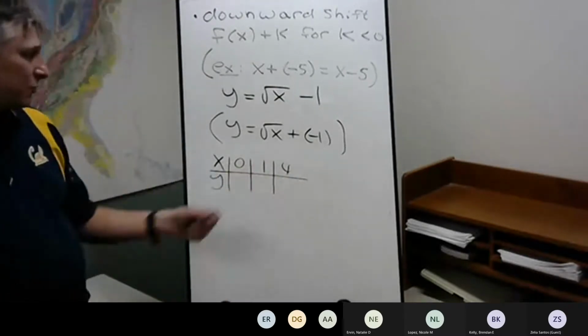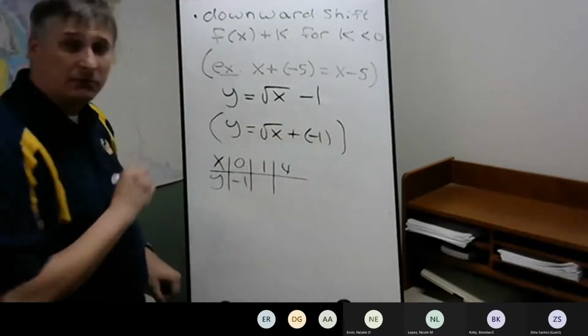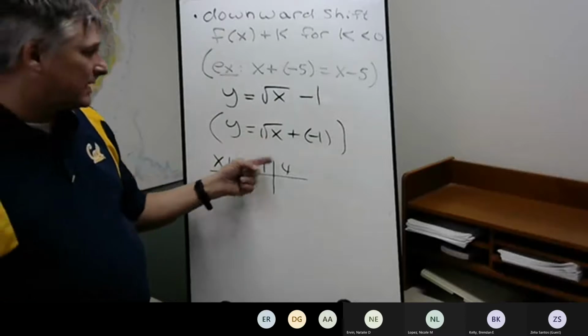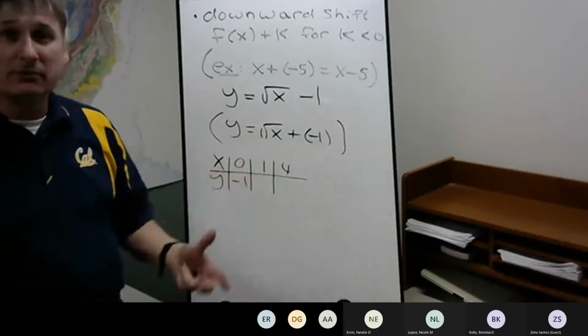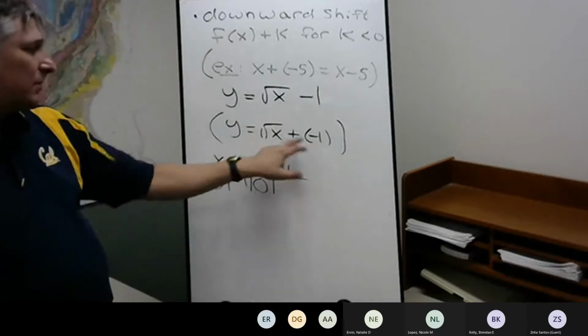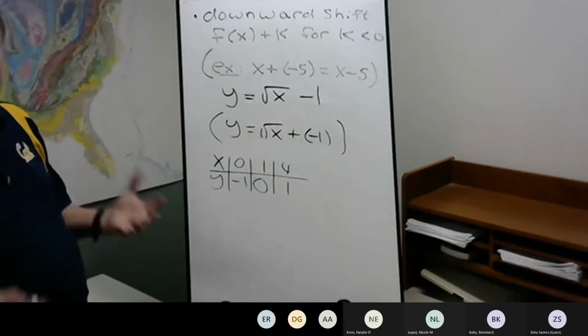So for this one, square root of 0 is 0. Add it to negative 1, negative 1. Square root of 1 is 1. Add it to negative 1. 1 plus negative 1 is 0. Square root of 4 is 2. 2 plus negative 1 is 1. So what does this look like?